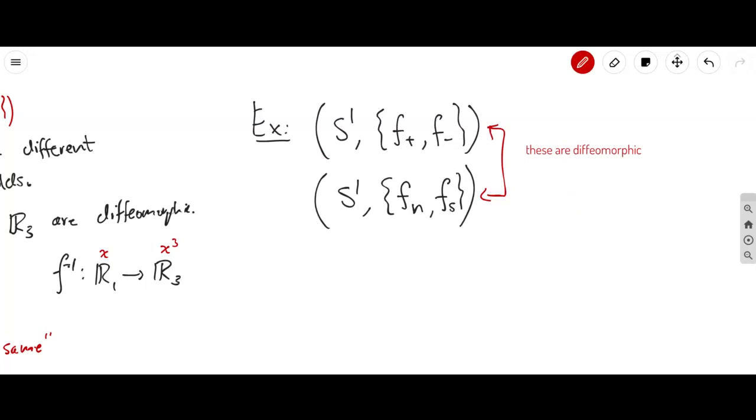So here, I'm going to mention some interesting theorems that we will not need, but I just want to mention them because they're interesting.